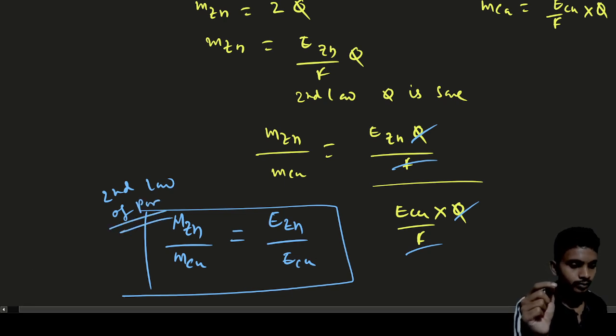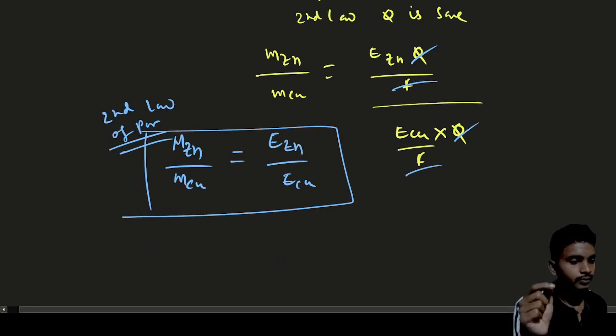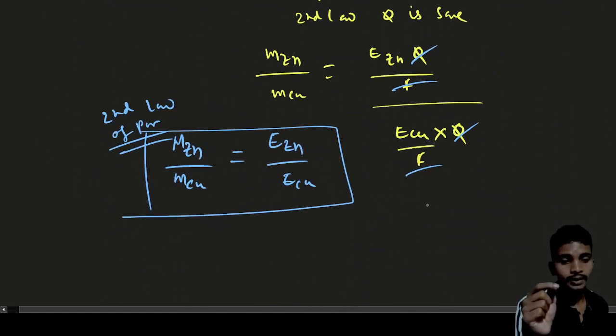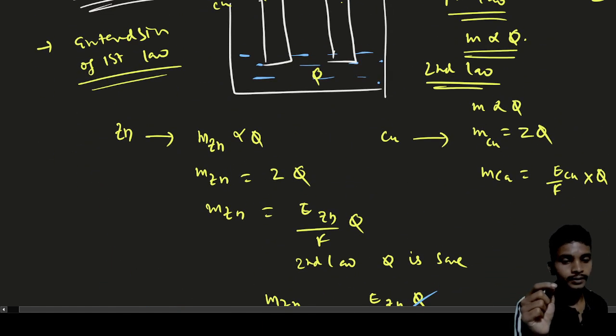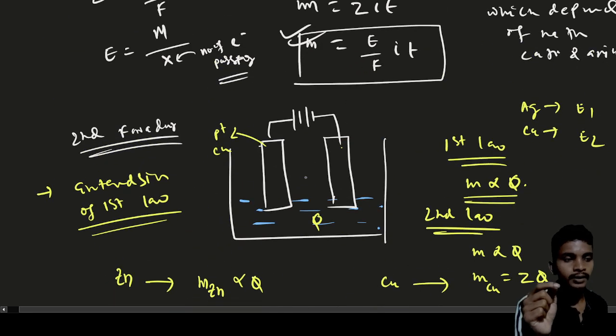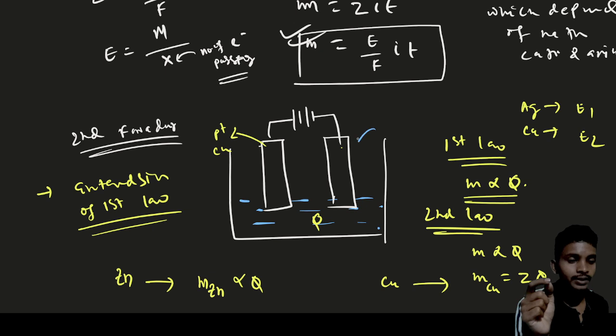So what the second law of Faraday says is that if the same amount of charge is passing through the solutions, then the amount of mass deposited on the electrode is directly proportional to the equivalent weight of the electrodes.